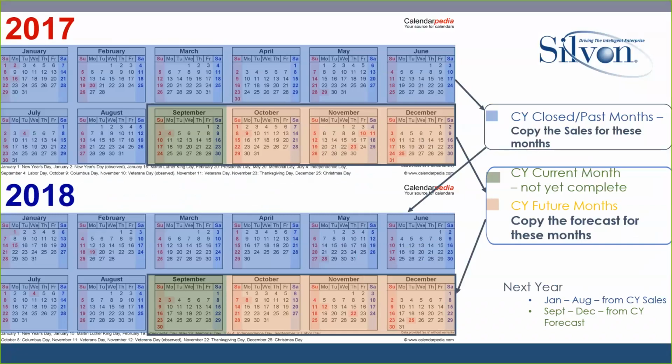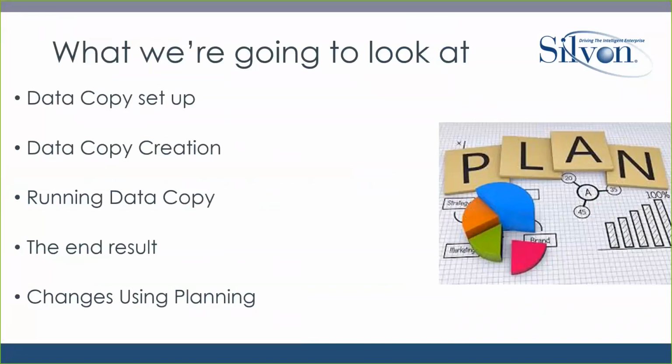Oh, by the way, it's 2017 in my demo as well. But anyways, that's kind of the scenario that we want to look at. So we're going to set up to create a sales plan based on this year's sales, it being September of 2017 in my demo right now, and we're going to create the 2018 plan.